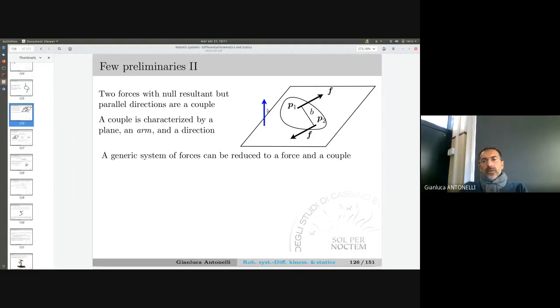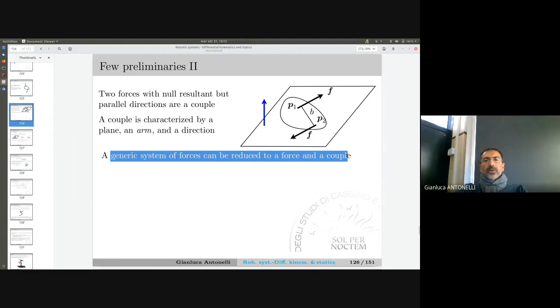Now, we also need the concept of a couple, that is, a couple of forces with a null resultant, so the algebraic sum of those two forces is zero. Of course, they need to have a parallel direction and the same magnitude. You can easily understand this: those two forces provide only a rotation to the rigid body without a translation. And this couple is characterized by a plane of application, an arm, that is the distance between those two forces, and a direction that is the normal to the plane. A generic system of forces can be reduced to a force and a couple.